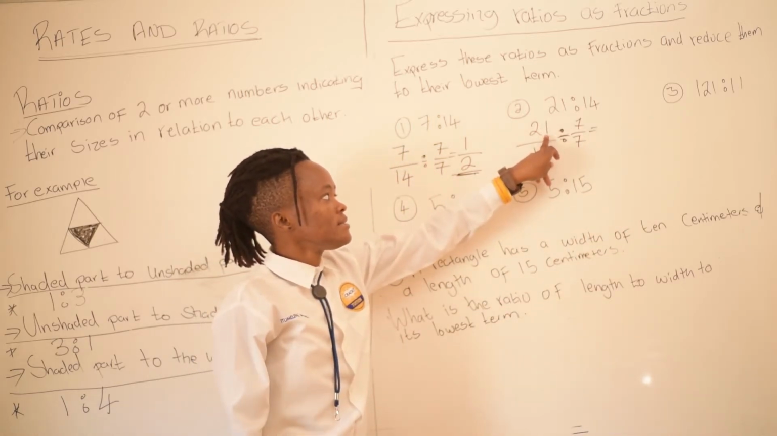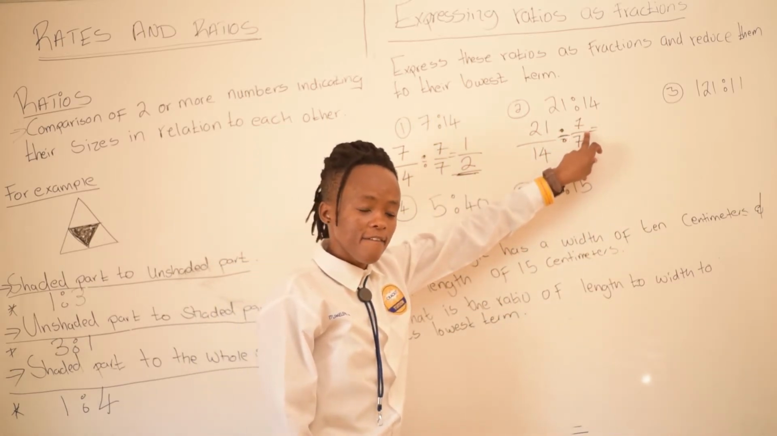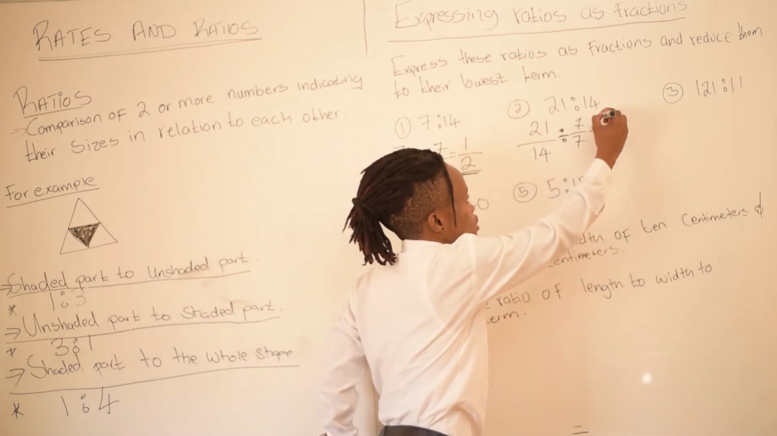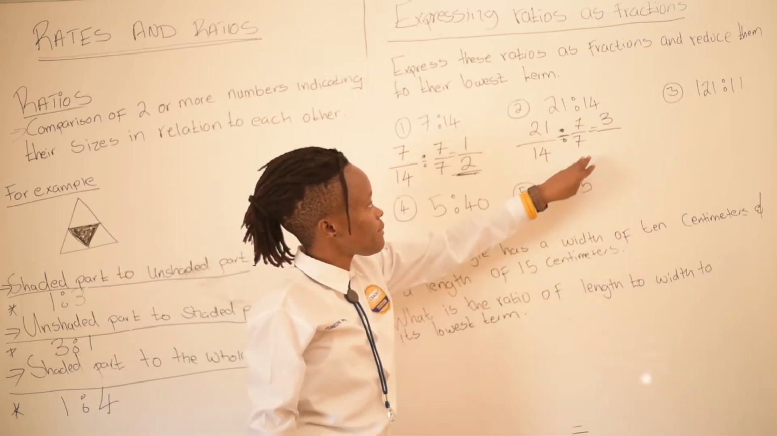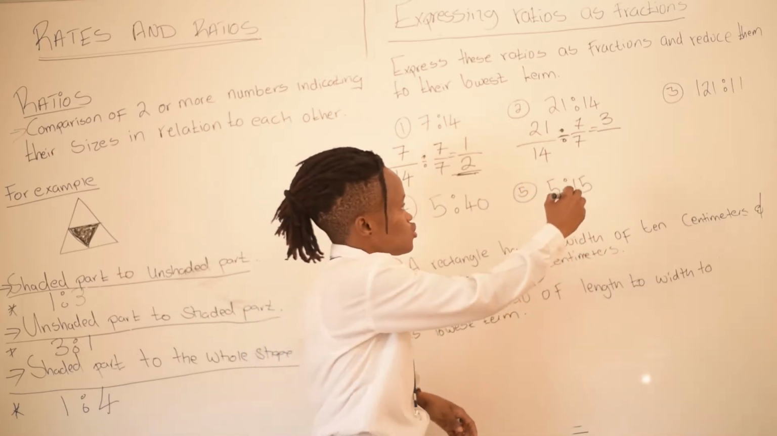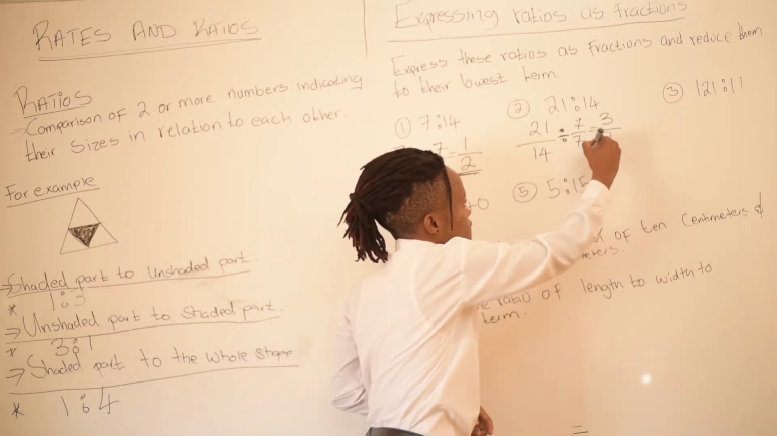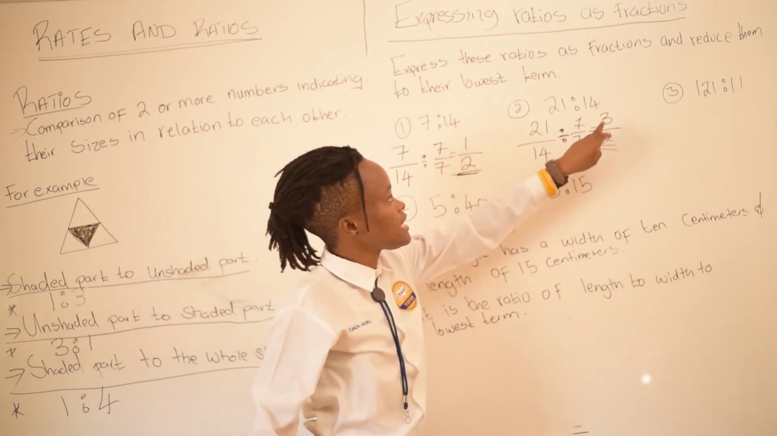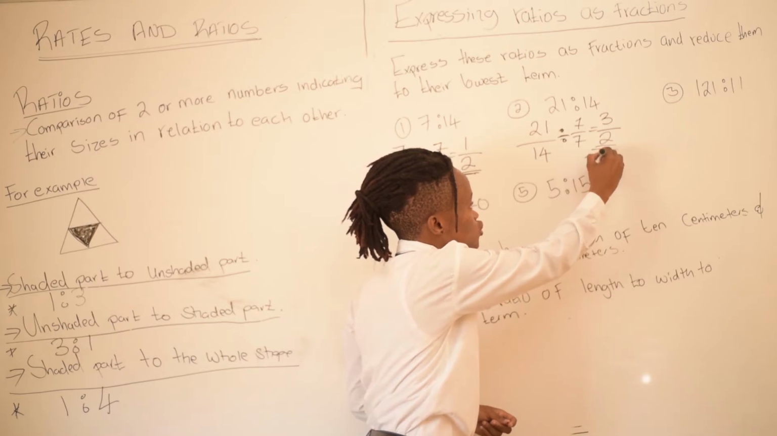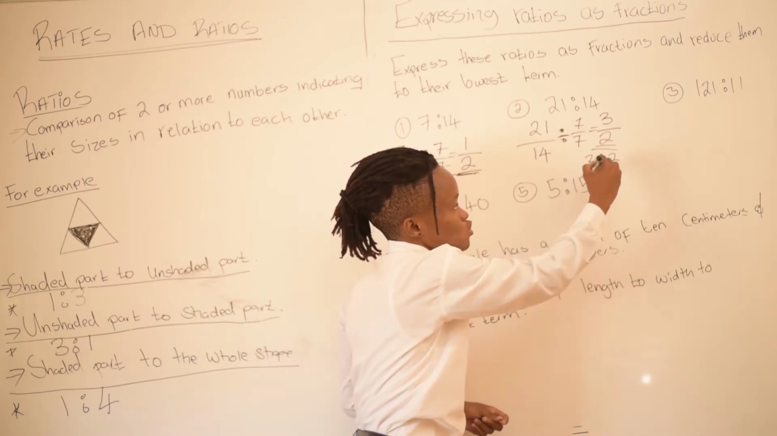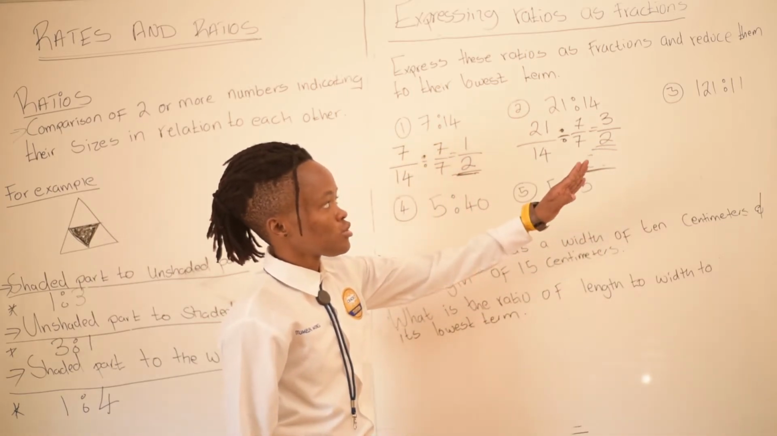So 21 divided by 7, it goes in 3 times. 14 divided by 7 will give us 2. So our final answer becomes 3 over 2, which is the same as 3 is to 2. So let's move on to the third one.